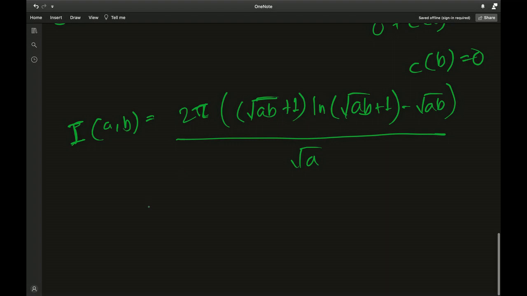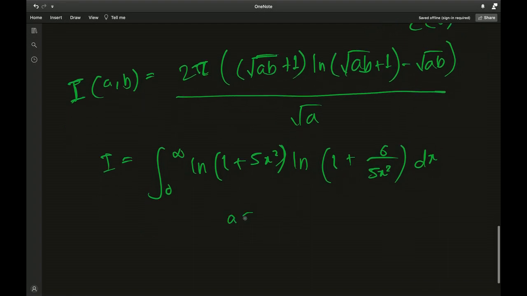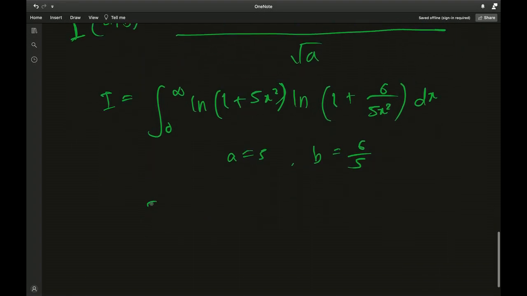We have I of ab. Now how does this compare with our original expression I, which was the integral from 0 to infinity of natural log of 1 plus phi x squared times natural log of 1 plus 6 over phi x squared dx? Well, if you take a as phi and b as 6 over phi, you can just plug that back into this guy to get I.